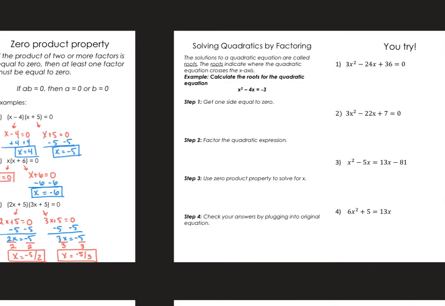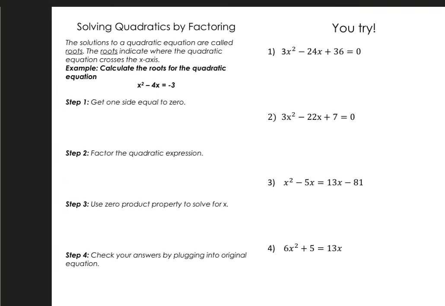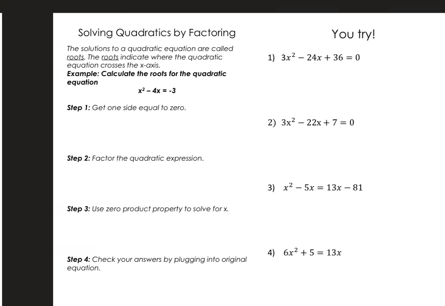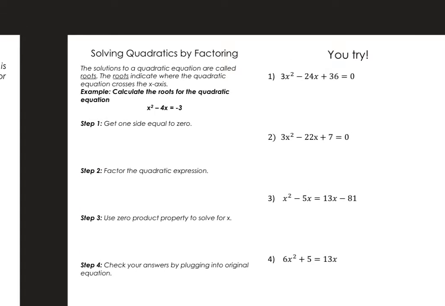So now we're going to look at examples where it's not already factored. We have to factor it first. So here's a step-by-step. It says the solutions to a quadratic equation are called roots. The roots indicate where the quadratic equation crosses the x-axis. So when we learn to graph these, we're going to have a quadratic, and a quadratic graphs as a parabola. The x-intercepts are the solution. So we'll talk more about that in the next unit.